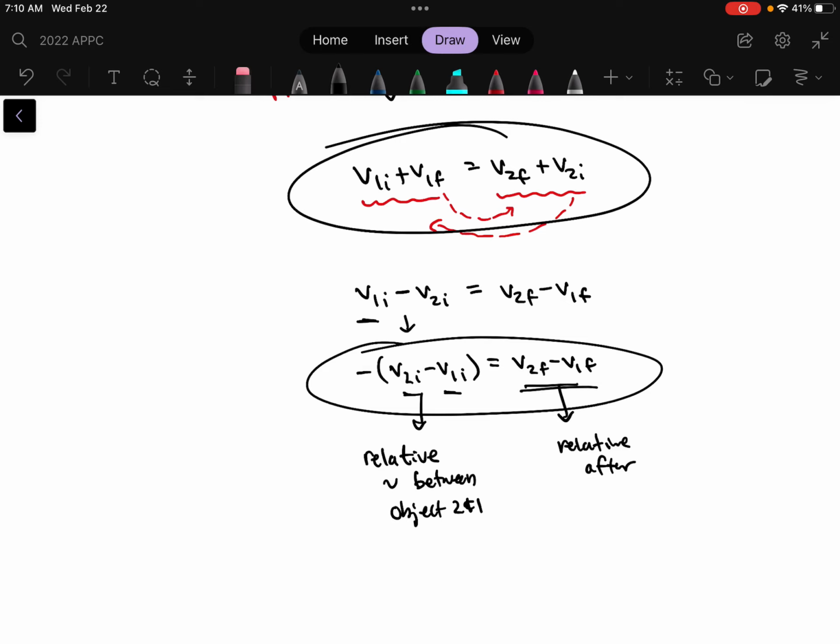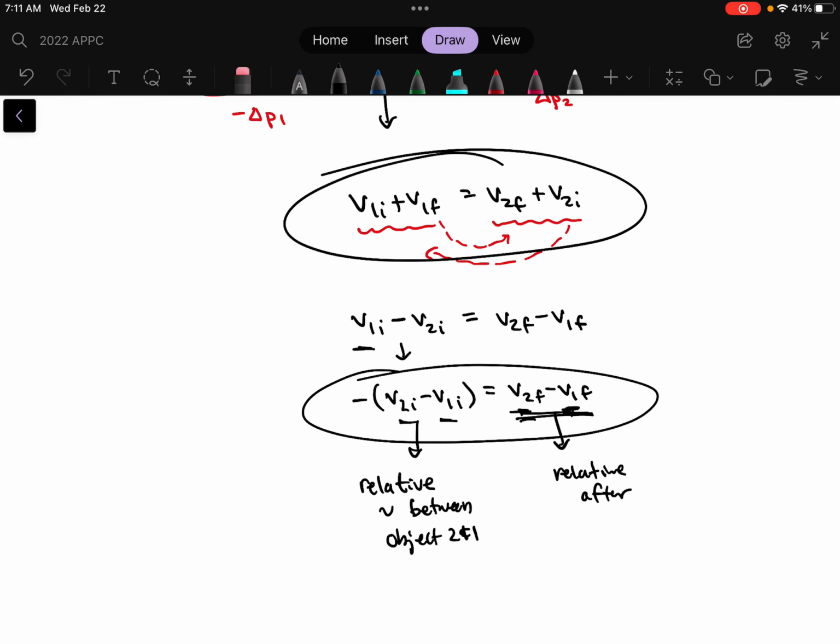So maybe object 1 is really light and it's going to be going fast to the left after the collision, then we'd have a small v2f minus a large v1f, and we would get a negative relative velocity. So these are two ways of looking at elastic collisions, but these equations are key to give us a little bit more information as to what's going on.